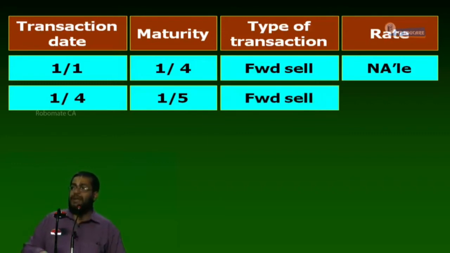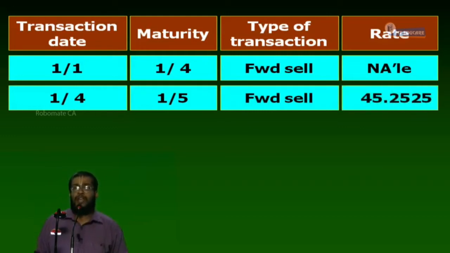Tell me, I sell at bid or offer rate? Bid rate. Now, if I sell on 1/4, I'll sell at what rupees? 45.1925. But I sell for 1 month forward, so I should add a forward bid point. 45.1925 plus 0.0600. Calculate and tell me the number. 45.2525. The number is 45.2525. Yes or no?